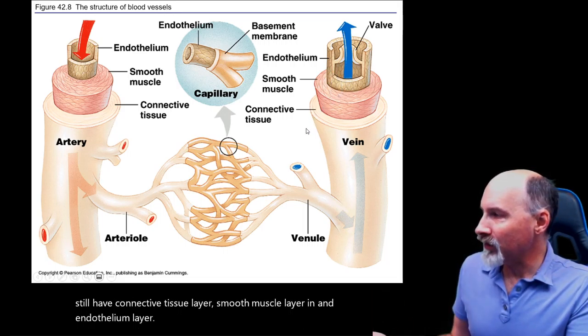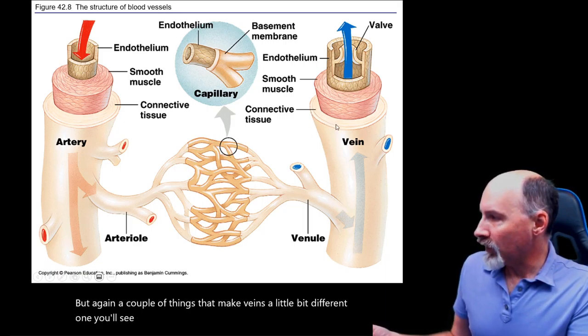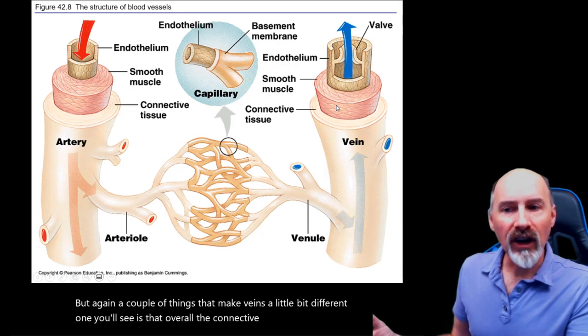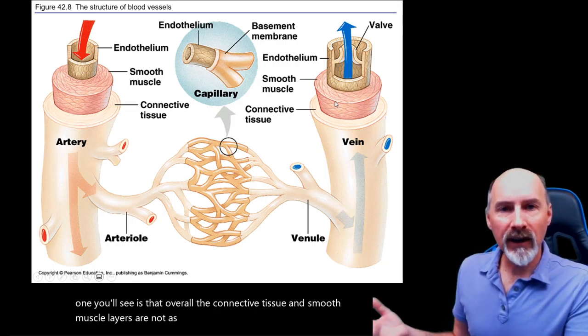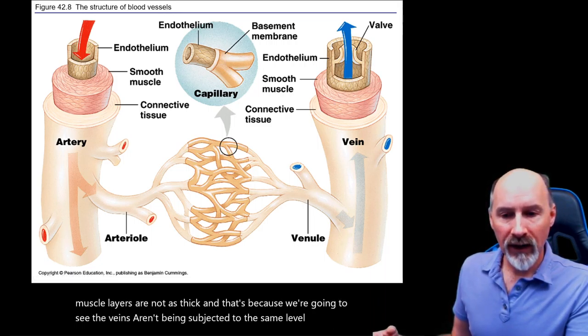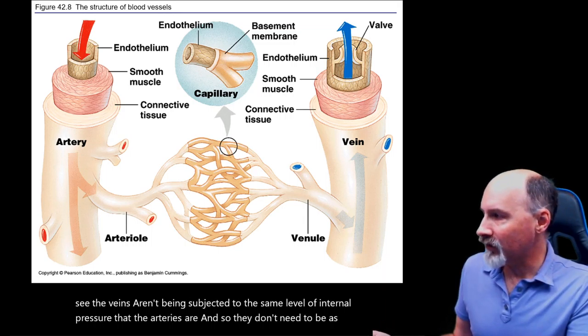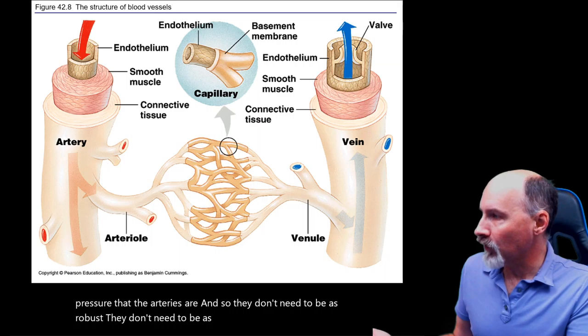But again, a couple of things make veins a little bit different. One you'll see is that overall the connective tissue and smooth muscle layers are not as thick. And that's because, as we're going to see, the veins aren't being subjected to the same level of internal pressure that the arteries are, and so they don't need to be as robust. They don't need to be as strong, all right?